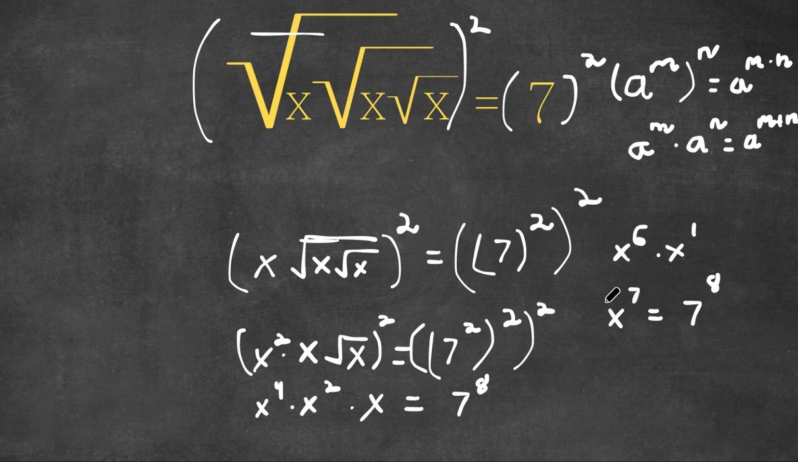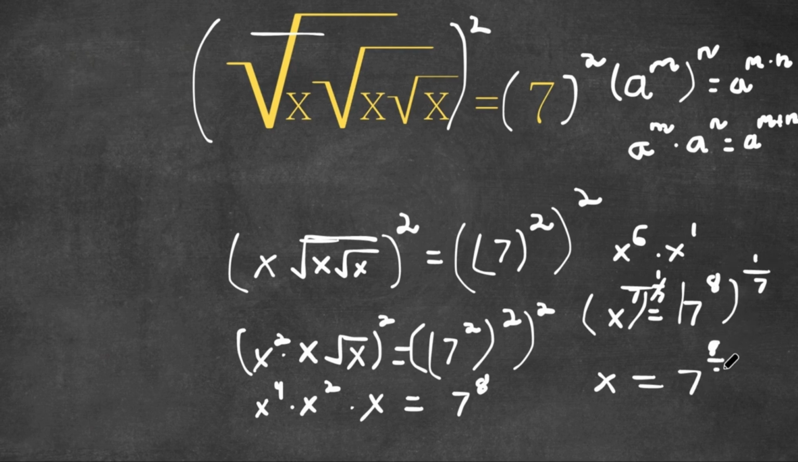Now to cancel out this power, I'm going to take the power of 1 over 7 on both sides. So then these two cancel out because 7 times 1 over 7 is 1. So now we get x is equal to 7 to the power of 8 times 1 over 7, which is simply 8 over 7. So this is our answer.